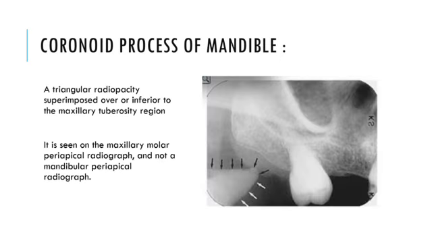Next, the coronoid process of the mandible. This is a radiopaque triangular area which is superimposed over or inferior to the maxillary tuberosity region. This coronoid process will be visible in a maxillary molar projection radiograph. It is seen on the maxillary molar periapical radiograph. It is not on the mandibular periapical radiograph. That you have to remember here.